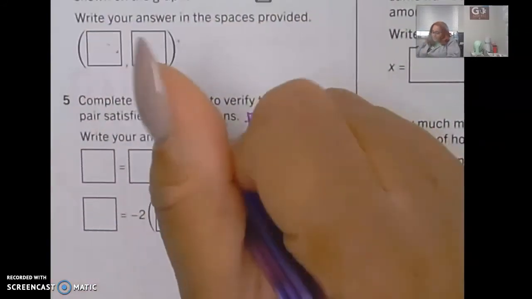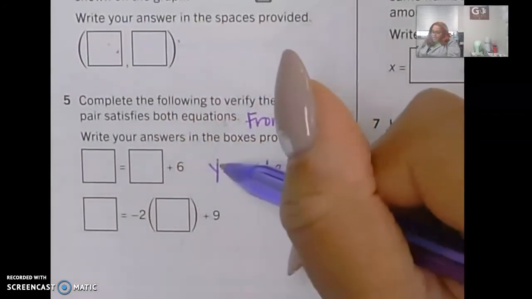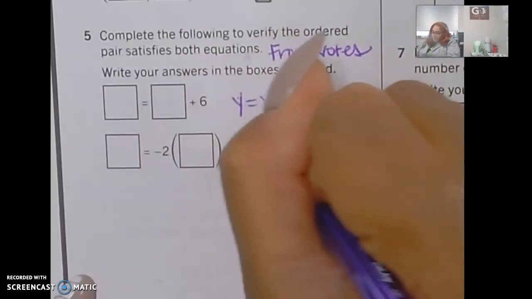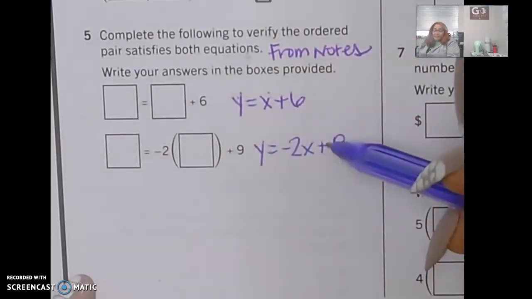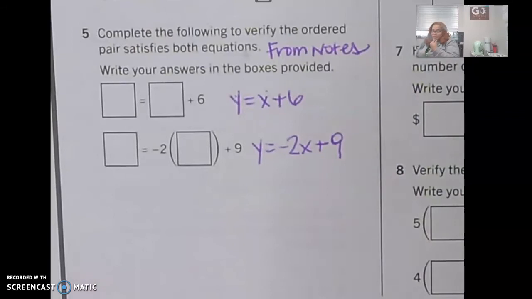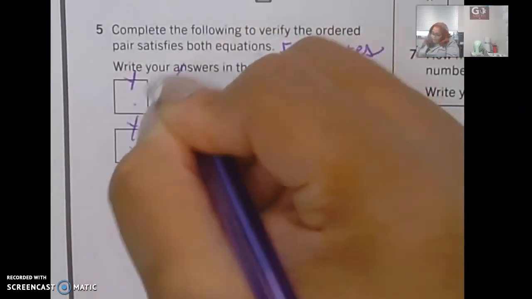This first equation is y equals x plus 6. You are taking out y and x and putting in their numerical values. You're just plugging them right in these boxes. Y and y, x and x.